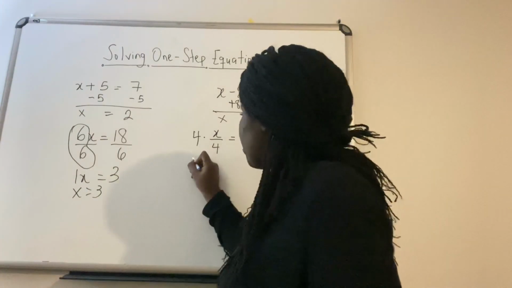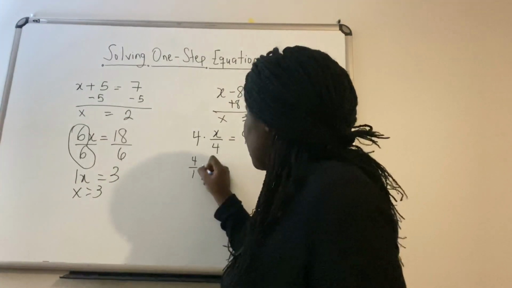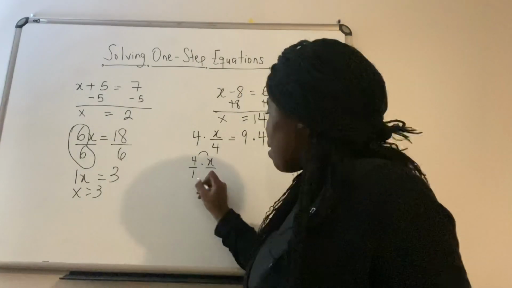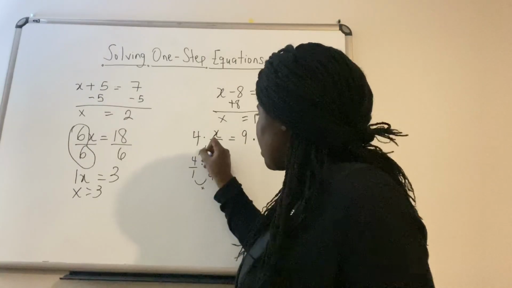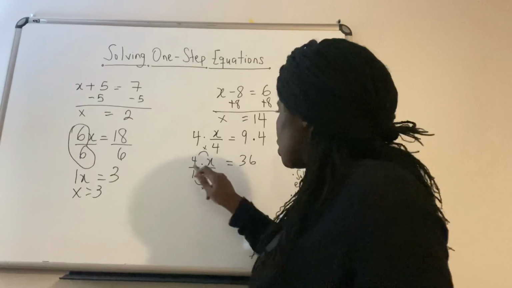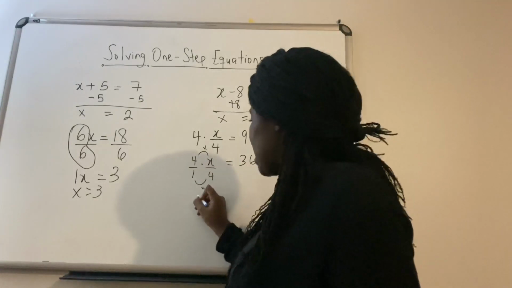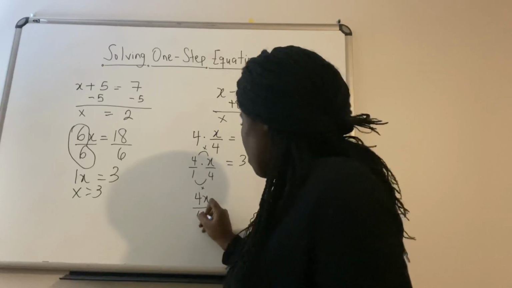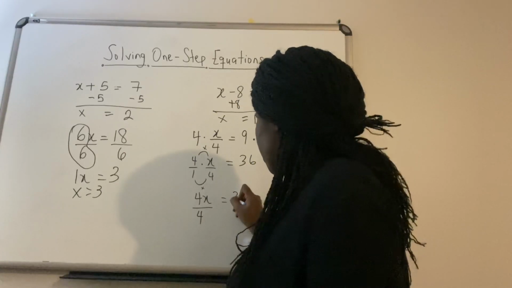All right, so now let's multiply this. Again, just a reminder, 4 is 4 over 1. So if you multiply that by x over 4, you can multiply the numerators and multiply the denominators separately. So this side is 9 times 4, which is 36. What do you get here? 4 times x is 4x. And 1 times 4 is 4. So 4x over 4 is equal to 36.